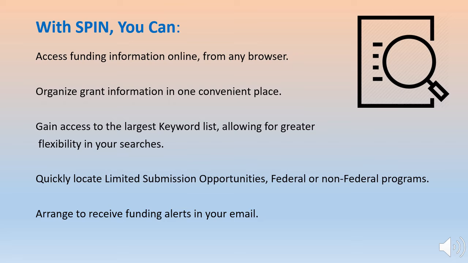With SPIN, you can access funding information online from any browser, organize grant information in one convenient place, gain access to the largest keyword list, allowing for greater flexibility in your searches, quickly locate limited submission opportunities or federal or non-federal programs, and locate all types of funding information, for example, federal business opportunities or the Federal Register Guide.